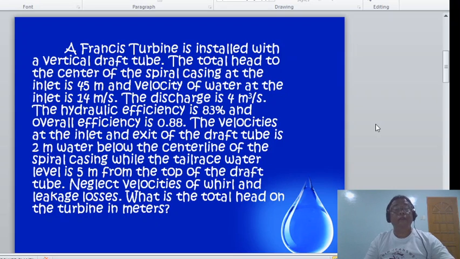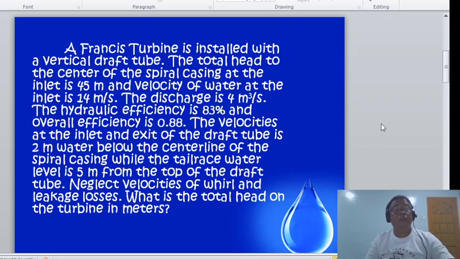A Francis turbine is installed with a vertical draft tube. The total head to the center of the spiral casing at the inlet is 45 meters, and the velocity of the water at the inlet is 14 meters per second. The discharge is 4 cubic meters per second. The hydraulic efficiency is 83%. The overall efficiency is 0.88.